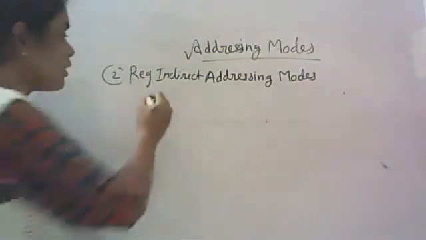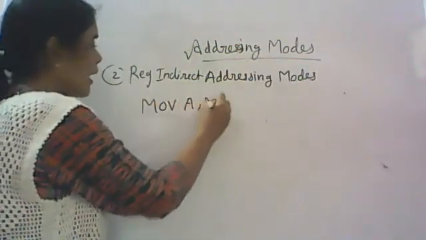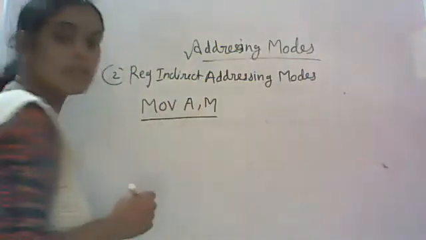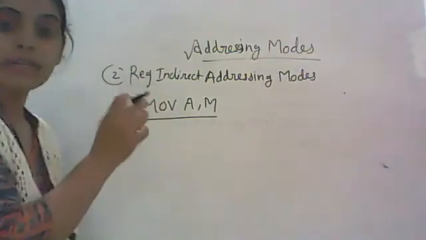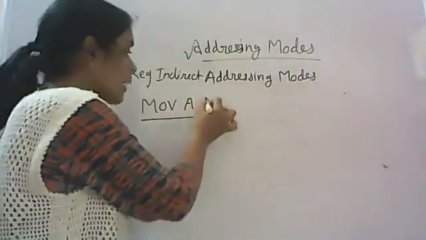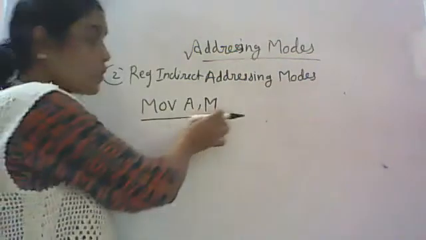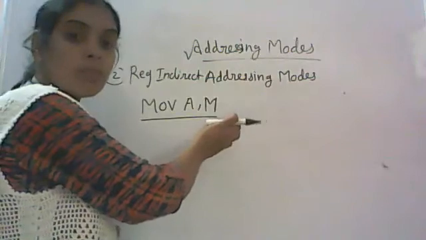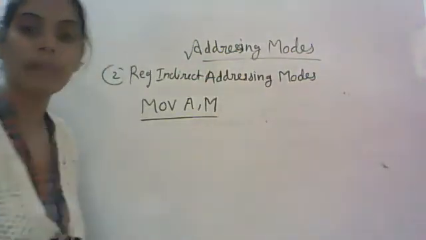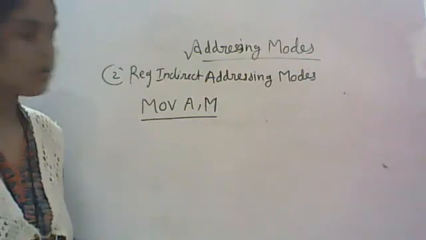For example, MOV A, M. See this example. In this example, move the content of memory location M. Here, move the content of memory location pointed to by the HL pair to the accumulator.